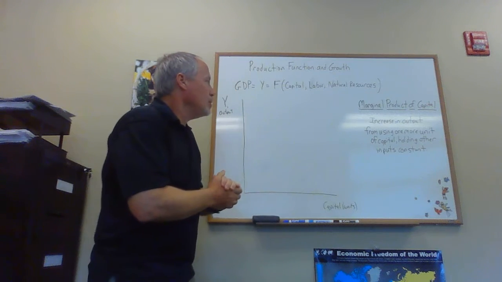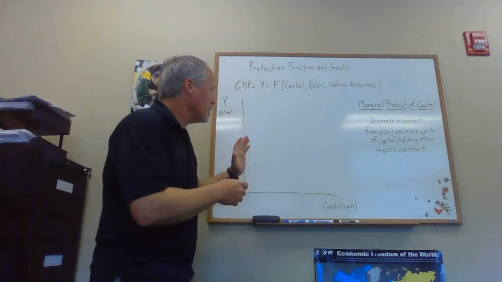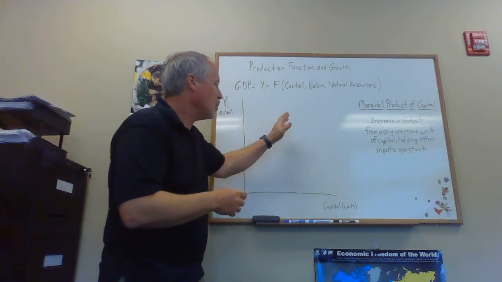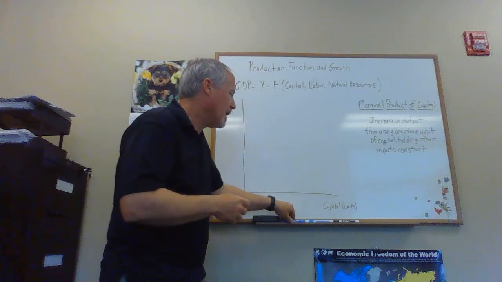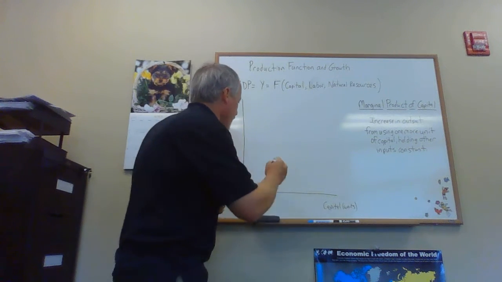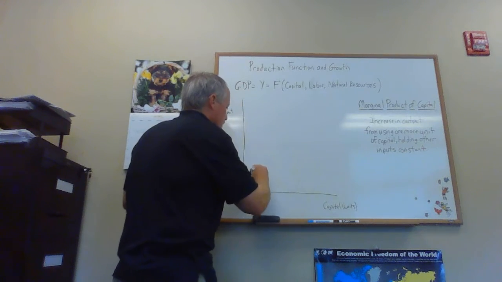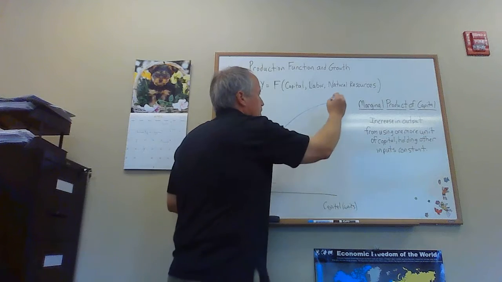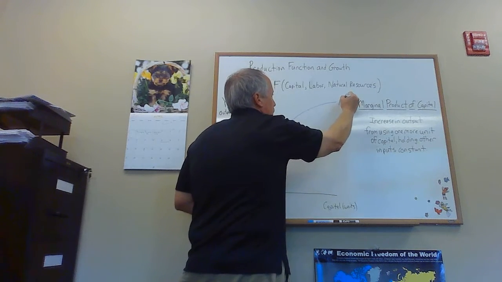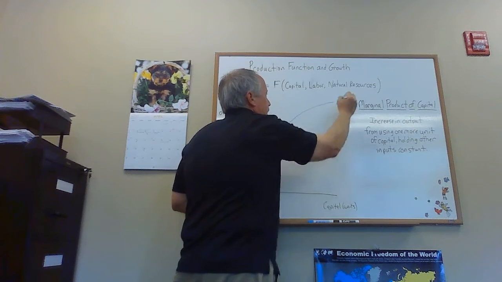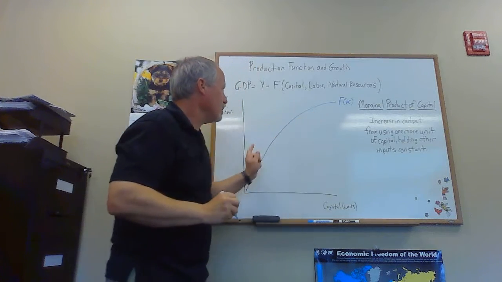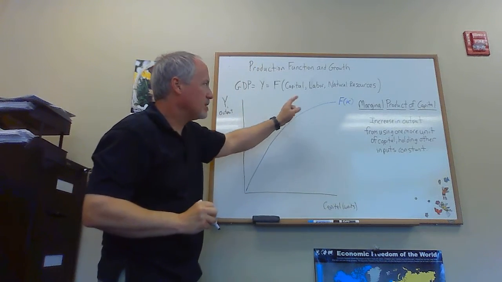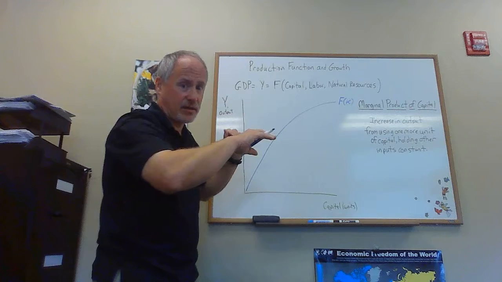Okay, so now we have to draw. What we're going to do is draw a curve that would show the relationship between output and capital. The curve is going to look like this. It's going to be positively sloped, but then its slope is going to be becoming flatter.